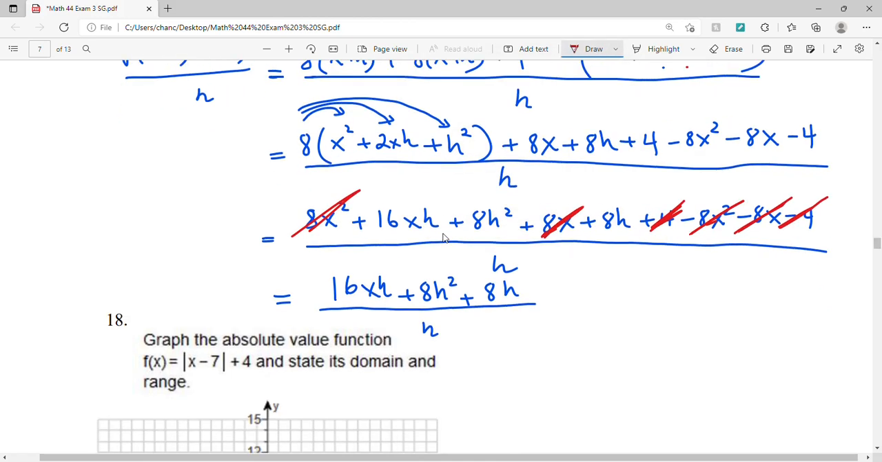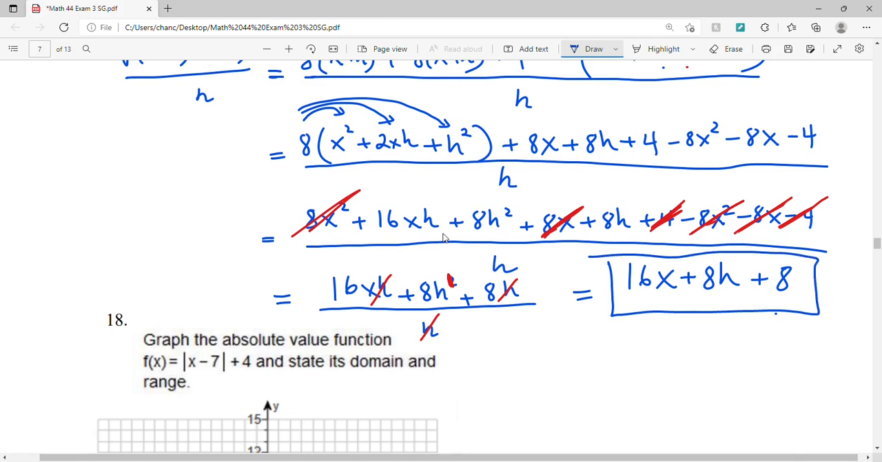And if you're careful, you can reduce again. The h cancels out with the h, but there's two h's here because there's an h squared, so there should be just one left. And we can finally simplify our answer as 16x plus 8h. Remember, there was an h squared, so there's one left, plus 8. And in the bottom, it's just a 1, so we'll leave it alone. And here you go, 16x plus 8h plus 8 is our solution.